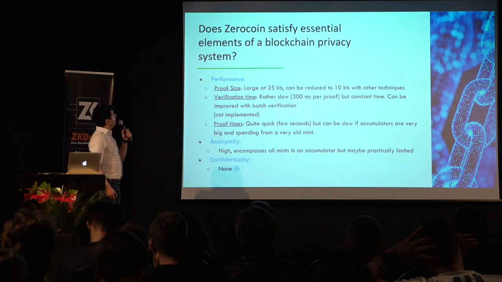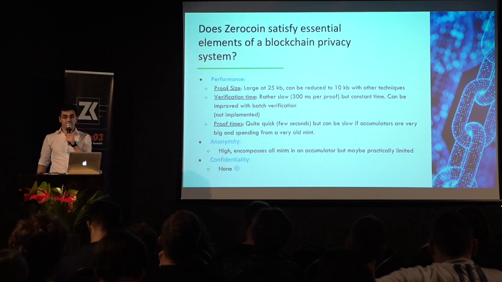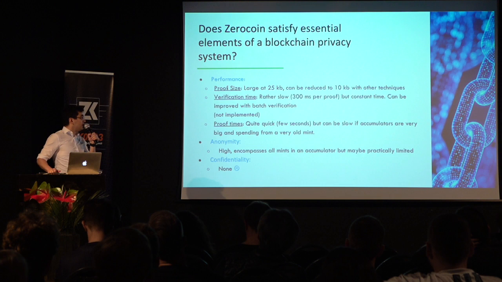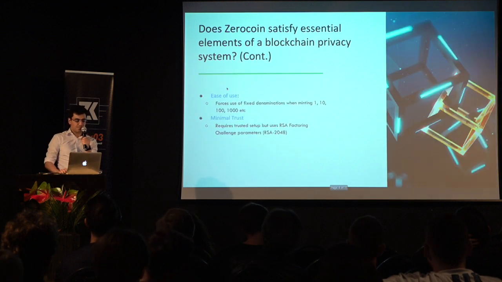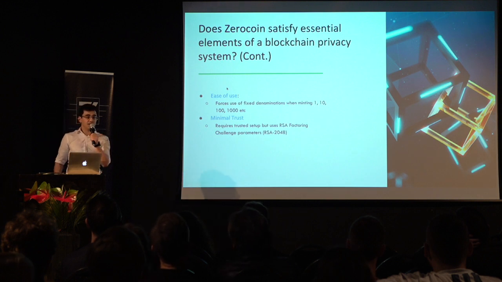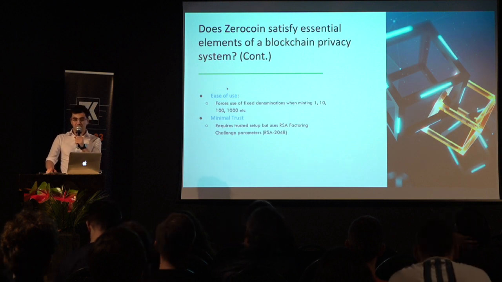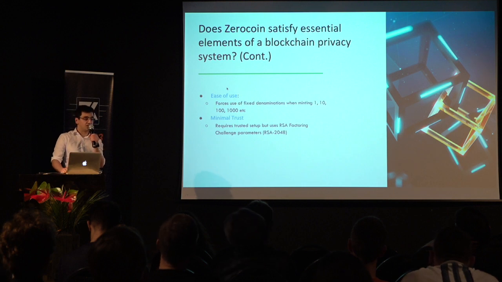But from the performance point of view, it has some drawbacks. The proof sizes are quite large. They take up to 25 kilobytes. The proof verification can take 300 milliseconds. And the size of the anonymity set should be limited to 10,000 due to practical issues. And it doesn't enable confidential transactions of arbitrary amounts, and still requires some type of trusted setup in order to generate the RSA parameters. Although Zcoin found some smart workaround around this, and it's using the RSA factoring challenge parameters generated in 1991.